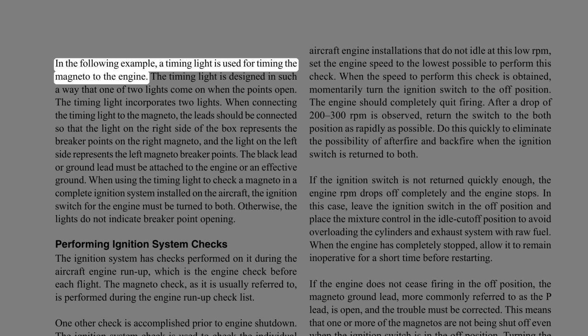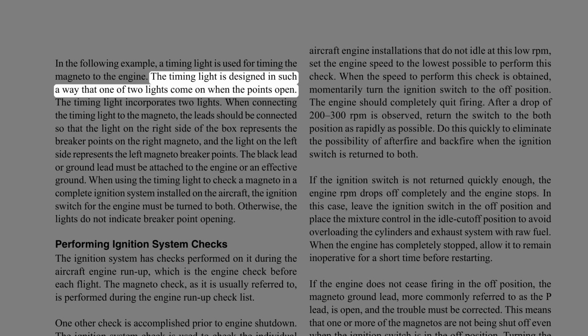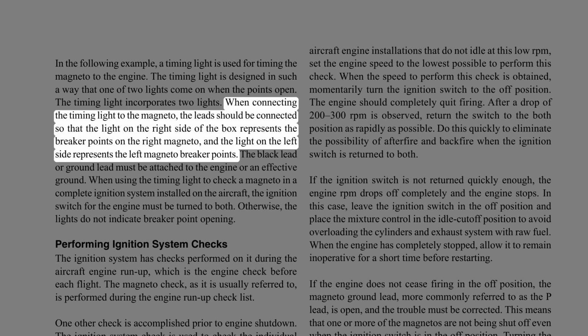In the following example, a timing light is used for timing the magneto to the engine. The timing light is designed in such a way that one of two lights comes on when the points open. The timing light incorporates two lights. When connecting the timing light to the magneto, the leads should be connected so that the light on the right side of the box represents the breaker points on the right magneto, and the light on the left side represents the left magneto breaker points.